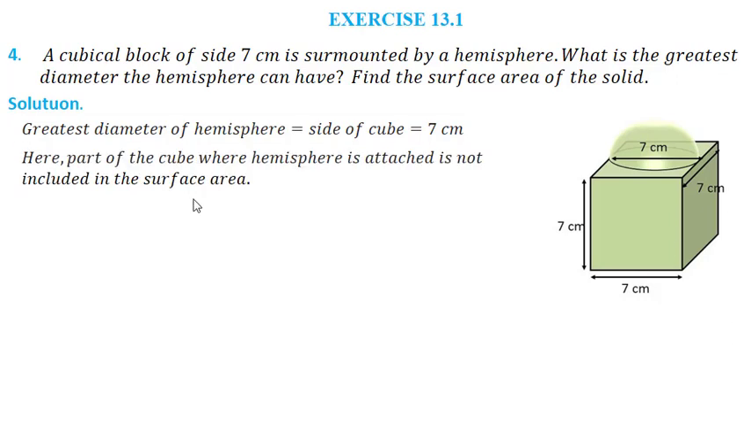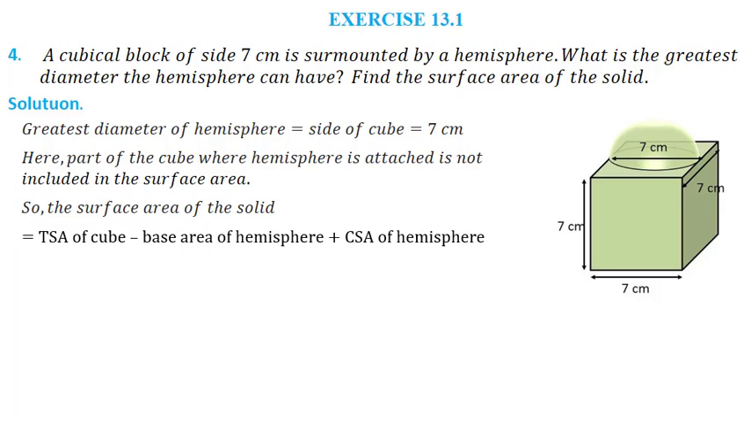Now here the part of the cube where the hemisphere is attached, that is this circular part, is not included in the surface area, right? You can see that it has covered that particular part. So I will say the surface area of the solid is the total surface area of the cube minus the base area of the hemisphere, right? We subtract that base area because that is not included here, plus the curved surface area of the hemisphere. So let us put the values.